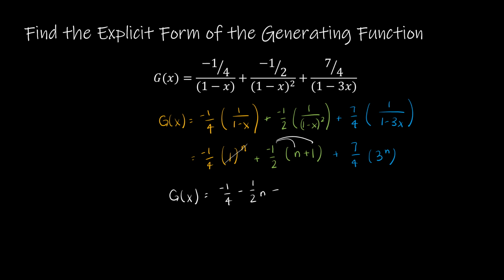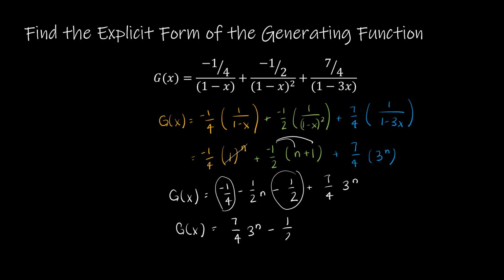And then minus 1/2, and then I have plus 7/4, 3 to the n. So the only other thing that I can do is combine the constants of negative 1/4 and negative 1/2. So that's going to give me, and you can write them in whatever order, I've got my 7/4, 3 to the n. I've got my minus 1/2 n, and then I'm combining negative 1/4 and negative 1/2 to get negative 3/4.